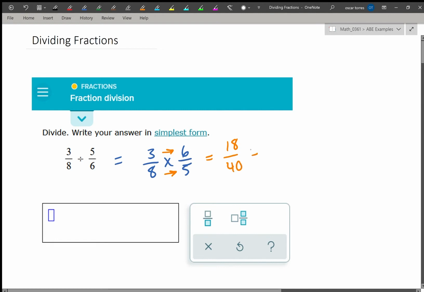But now we need to simplify this further. So what number goes into 18 and 40? That would be the number 2. So we can divide both the top and the bottom by 2. 18 divided by 2 gives us 9. 40 divided by 2 gives us 20. 9 over 20 cannot be simplified any further, so this ends up being the final answer.